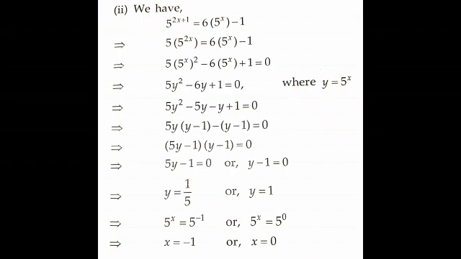Now considering the second value of y, that is y = 1, 5^x = 1. 1 can also be written as 5^0. In order to make the base the same, I have done this. So on equating the exponents, here I have x = 0.